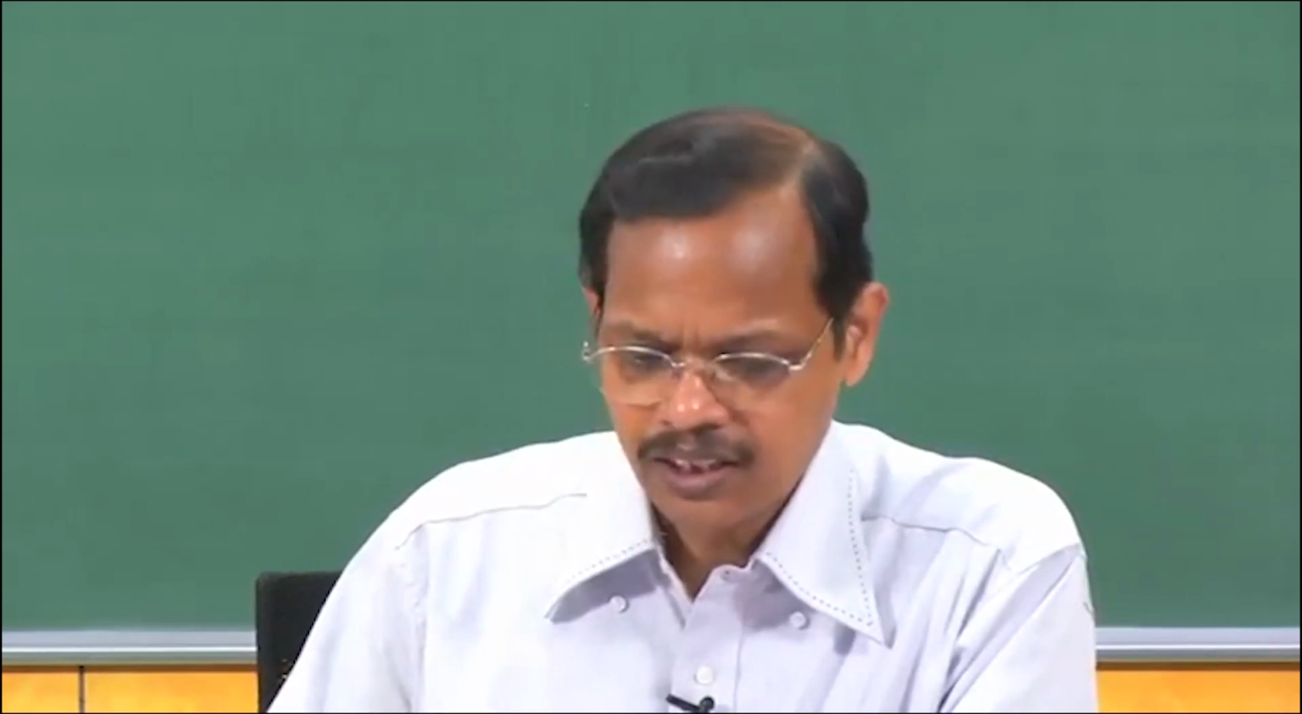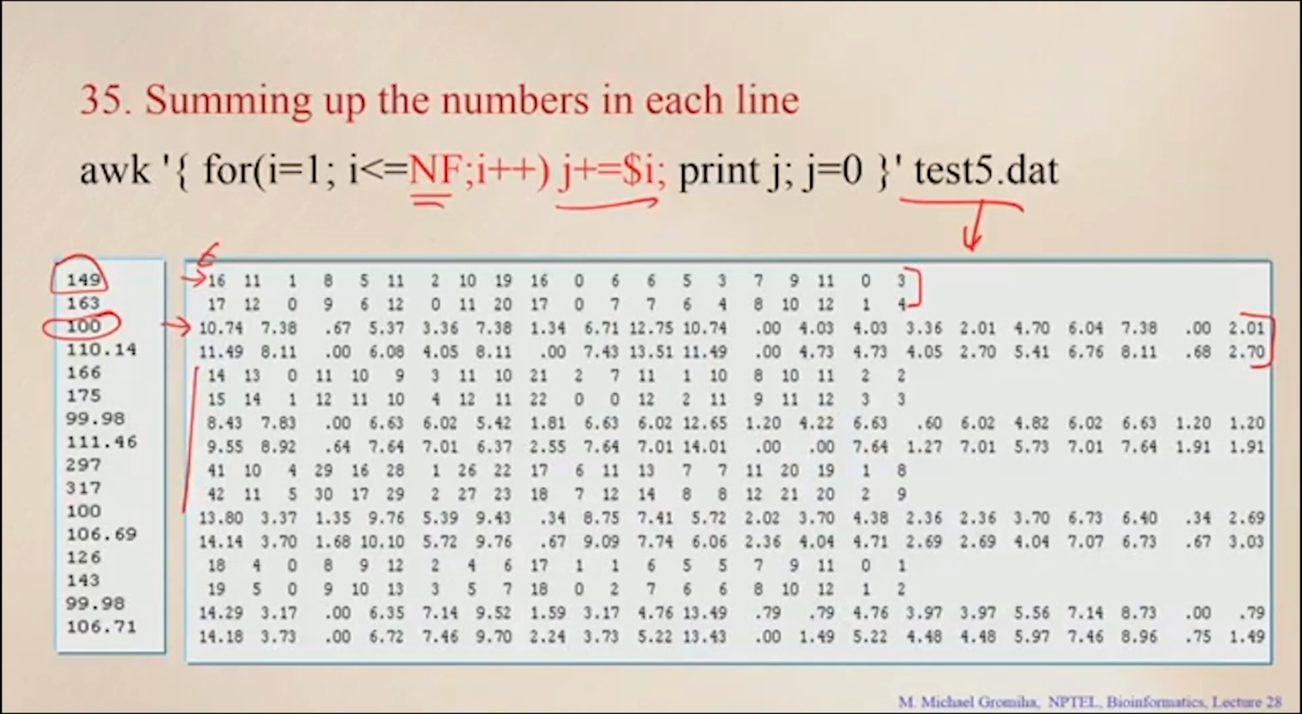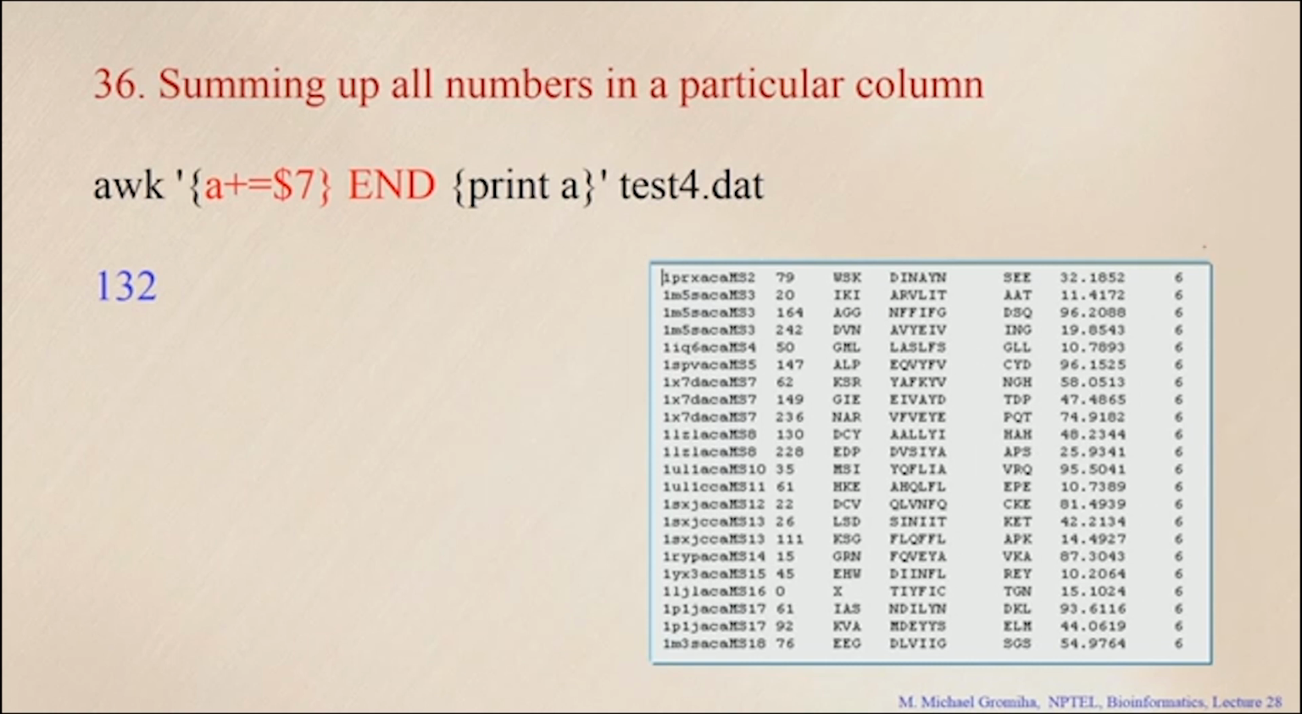So, now if you want to add all the numbers in a particular column, so here we added all the numbers in all the columns. We are talking about these different columns. So, here if you want to add this wise, right, how to do this?